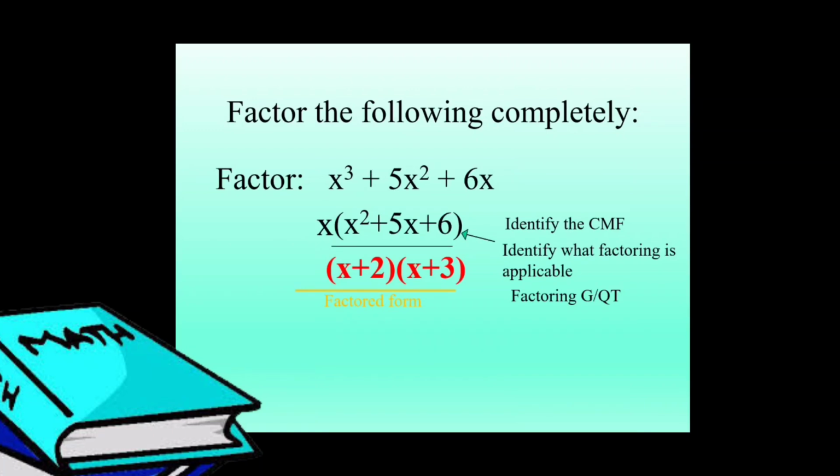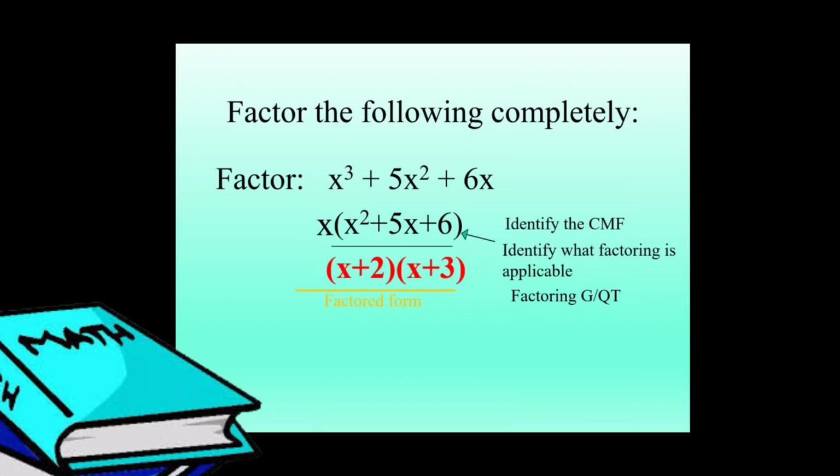For our second example, x cubed plus 5x squared plus 6x. So our first step is to factor a GCF. As you notice here, we have 3 terms and we have a GCF of x. So we come up with x times the quantity of x squared plus 5x plus 6.